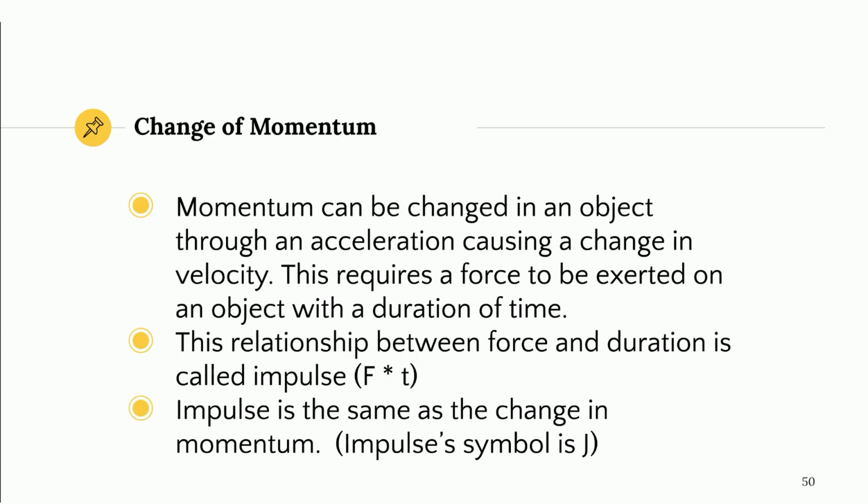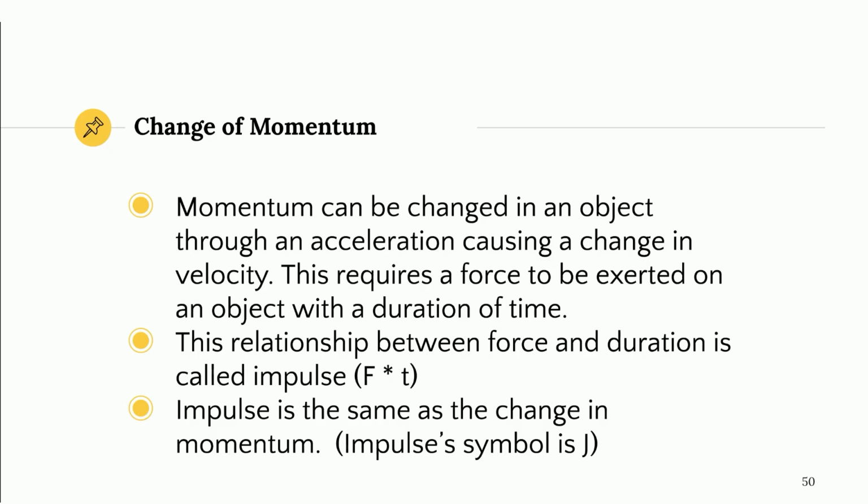So change of momentum. Momentum can be changed in an object through an acceleration causing a change in velocity. This requires a force to be exerted on an object with a duration of time. So if you don't understand that the first time, essentially what happens is that momentum is mass times velocity. Changing an object's mass is pretty difficult, so most of the time when a momentum changes, it's by changing the velocity, which requires acceleration. That acceleration requires there to be both a net force and a certain amount of time that net force occurs just so the velocity changes.